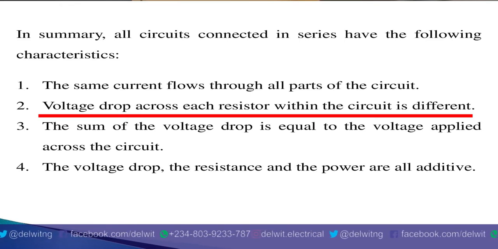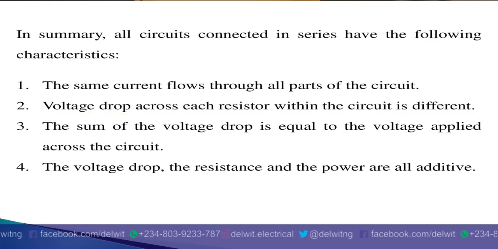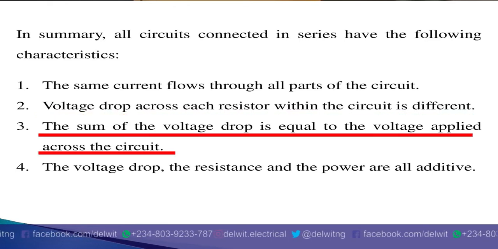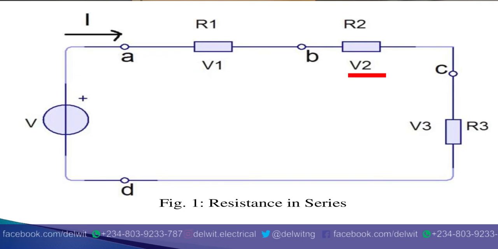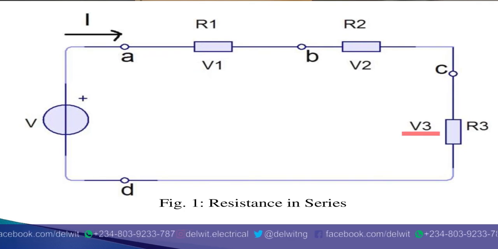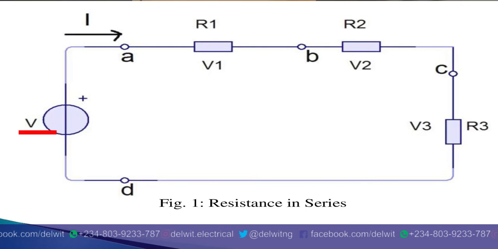So you can now see that for series connected circuits, current is constant, but voltage changes according to the resistance value of each of the resistors. Number 3 take-home point is that the sum of the voltage drops is equal to the voltage applied across the circuit. So from this circuit now, you can see that V1 plus V2 plus V3 to Vn must be equivalent to V, which is the source voltage.